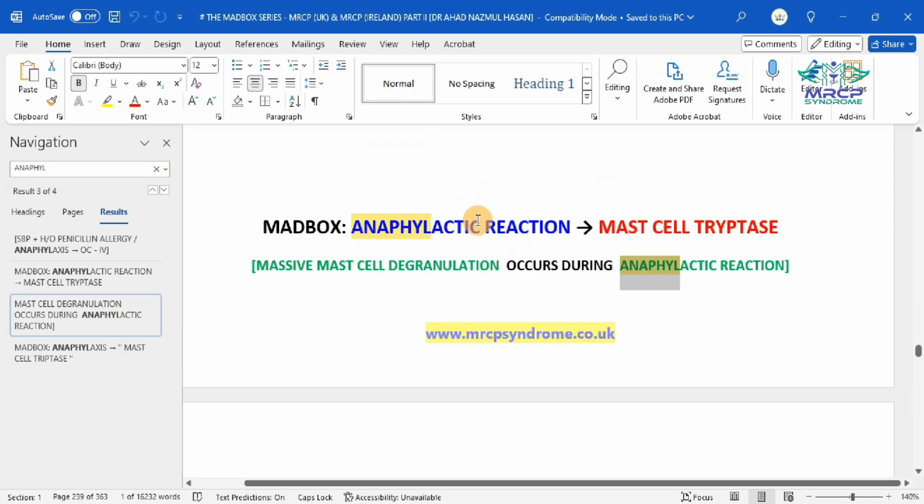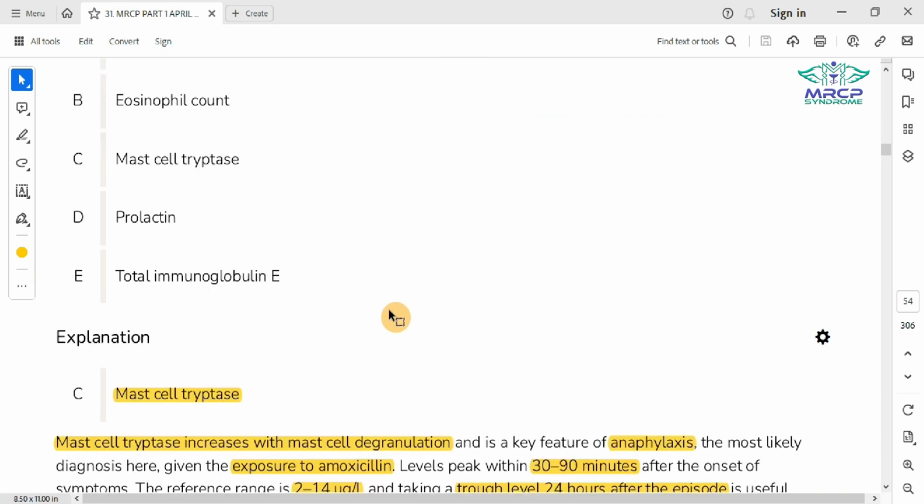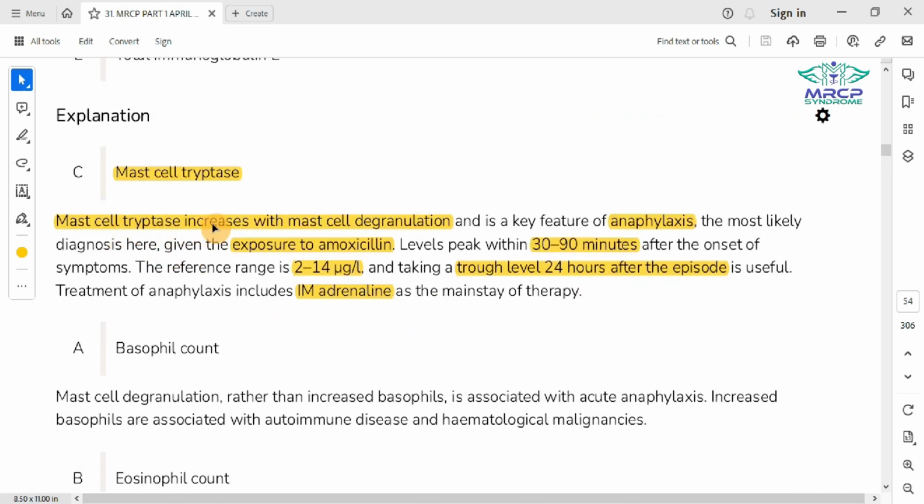So in case of anaphylactic reaction, there will be a massive mast cell degranulation, and this usually leads to the increased release of mast cell tryptase. So we'll be going for the mast cell tryptase as an investigation. Mast cell tryptase increases with mast cell degranulation and is a key feature of anaphylaxis.